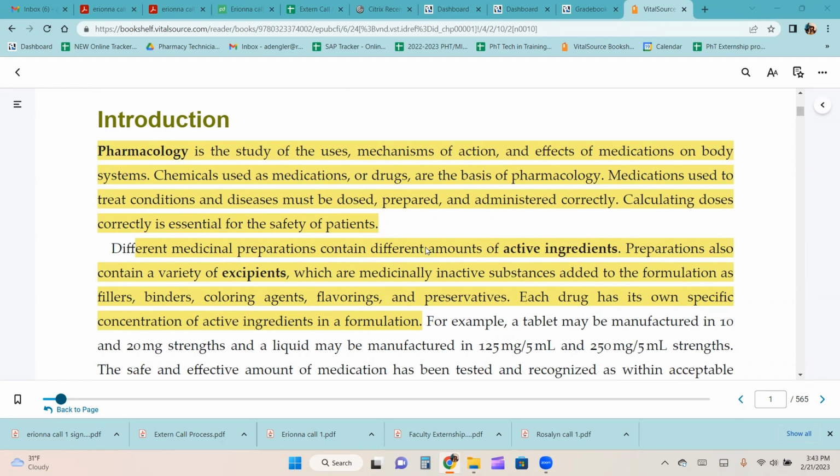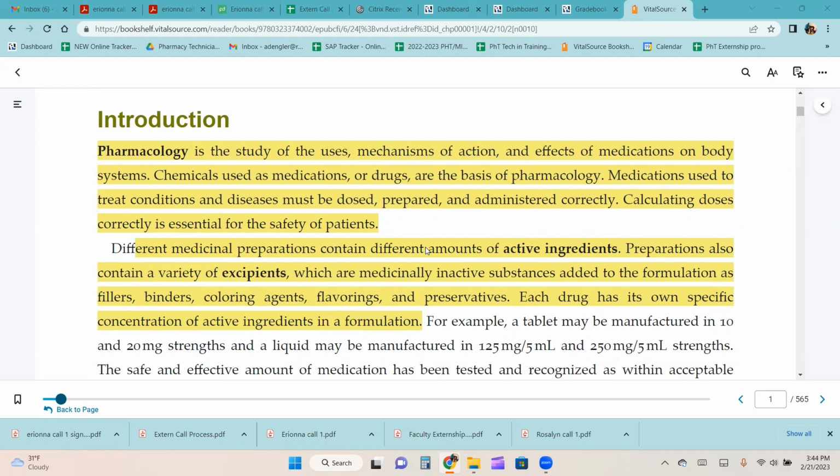Calculating doses correctly is essential for the safety of patients. Different medicinal preparations contain different amounts of active ingredients. Preparations also contain a variety of excipients, which are medicinally inactive substances added to the formulation as fillers, binders, coloring agents, flavorings, and preservatives. Each drug has its own specific concentration of active ingredients in a formulation.